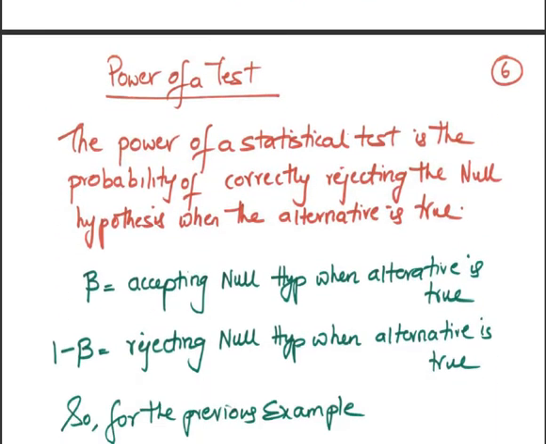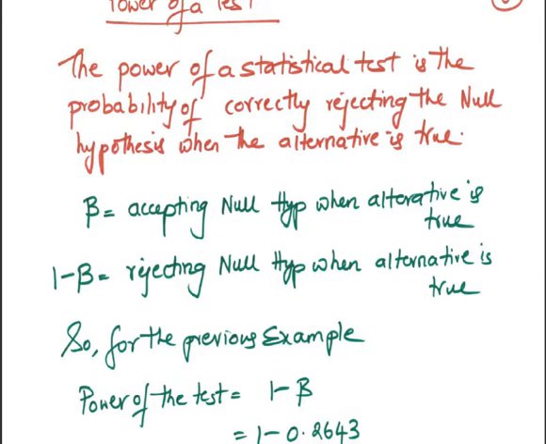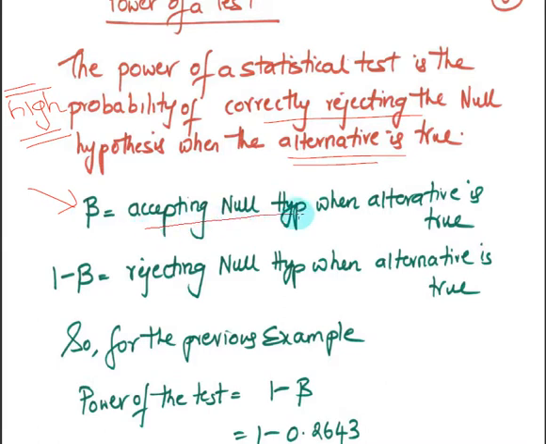So what about the power of a test? The power of a test is nothing but the probability of correctly rejecting the null hypothesis when the alternative is true. So clearly you want this power to be as high as possible, right? Because this is really the sensitivity of your test, and you want your test to be very sensitive to identify the fact that you want to reject the null hypothesis when the alternative is true, which means you want the test to be powerful. So if beta is accepting the null hypothesis when the alternative is true, 1 minus beta will tell you the probability of rejecting the null hypothesis when the alternative is true.